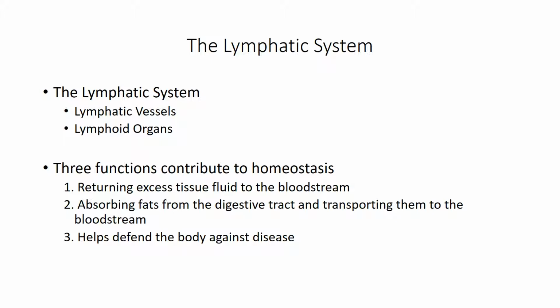Now we're first going to talk about the lymphatic system. The lymphatic system consists of its vessels and organs, and it has three big functions that help with homeostasis. The first is that your lymphatic system returns excess tissue fluid to the bloodstream. Second, it absorbs fats from your digestive tract and transports them to the bloodstream. And third, it helps defend the body against disease.